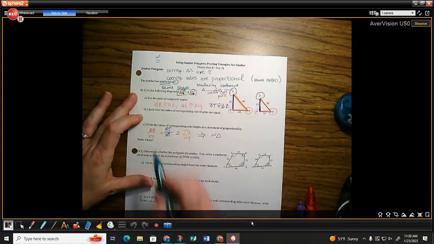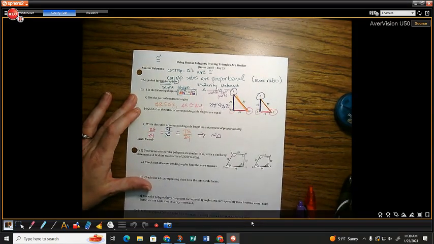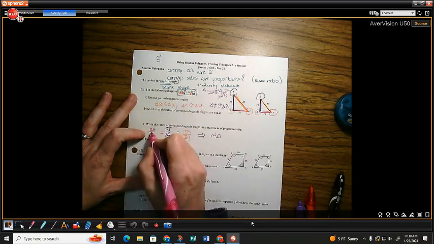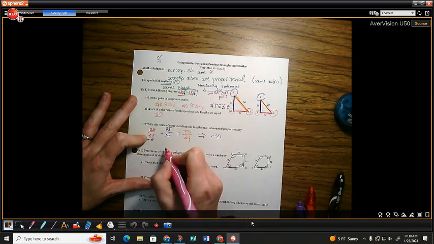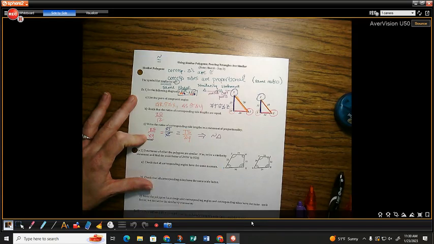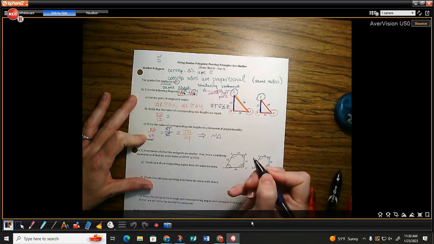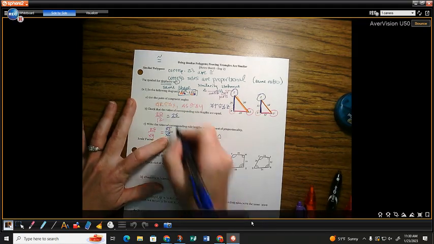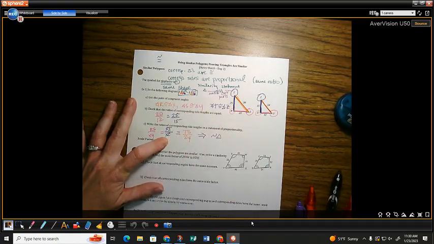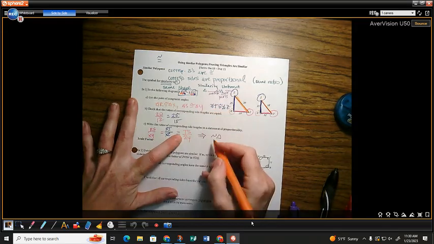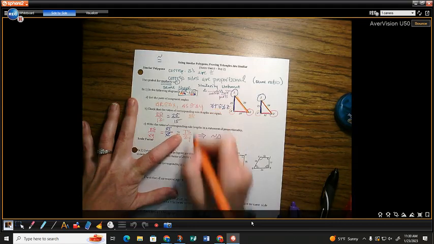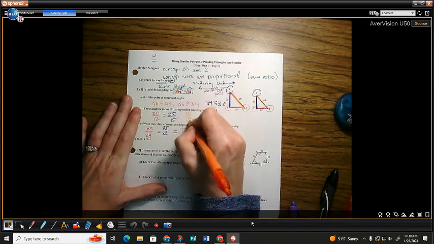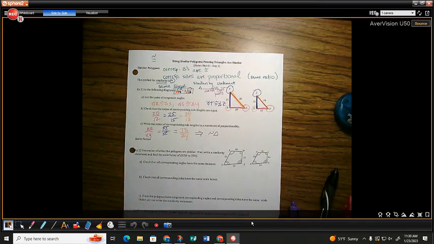What are my numbers for RS and XY? RS is 20. What's XY? 12. To 12. Okay, what's RT? 25. And what's XZ? 15? And then what's TS? 30. Thank you. And what's ZY? 18. Do all of them really equal each other?